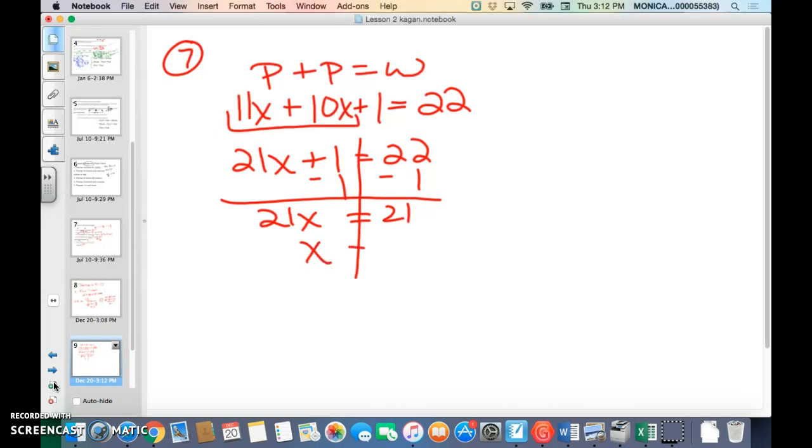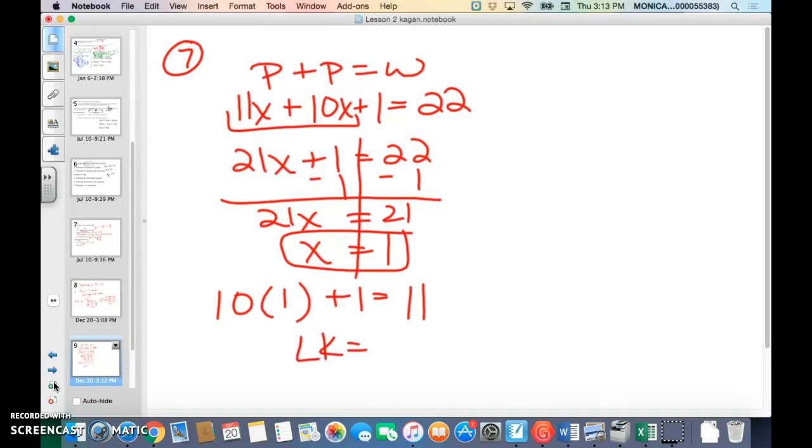So x equals 1. Now it's asking for from L to K. Well, from L to K is 10x plus 1. So I'm going to plug a 1 in here, and so I know that is 11. And the reason I plug a 1 in is because I figured out that x was 1. So from L to K equals 11.